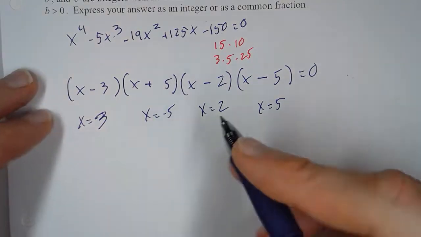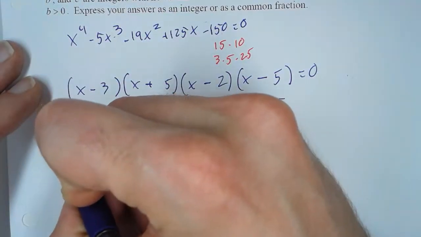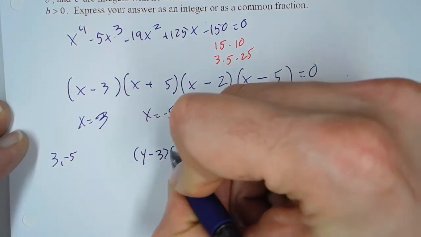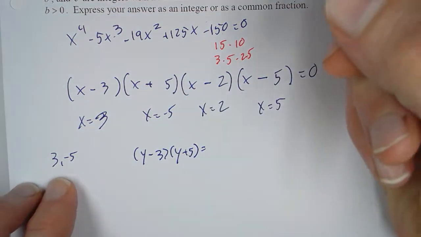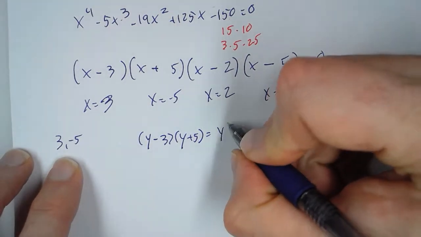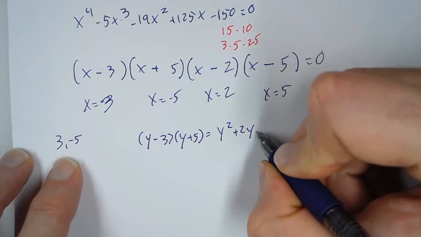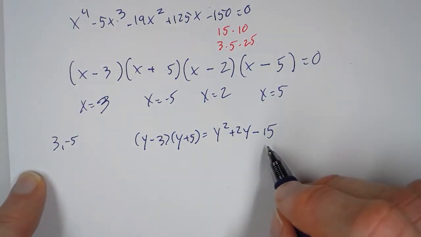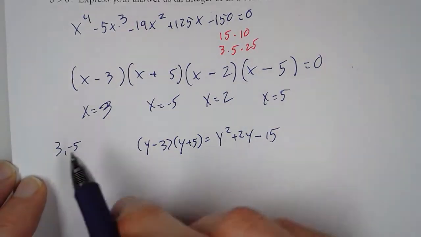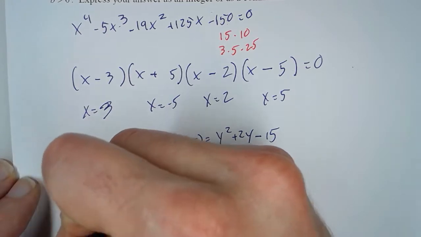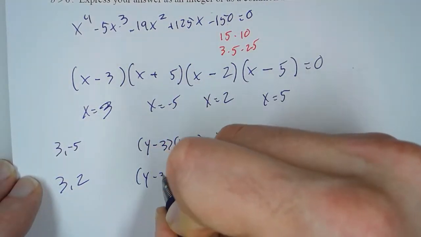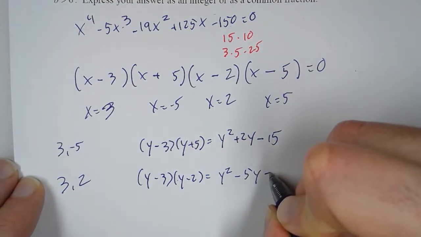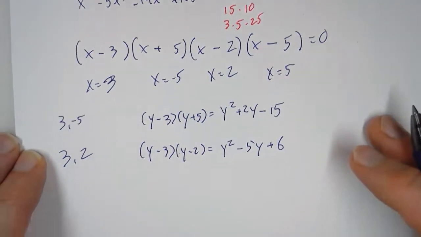All right. Well, let's group 3 and negative 5 first. So what's that going to look like? It's going to look like y minus 3 times y plus 5 in factored form. And when we multiply this out, this is going to be y squared plus 2y minus 15. All right. Now this is one of several possibilities, and we have to look at them all. So let's try 3 and 2. So we have y minus 3 times y minus 2. So we have y squared minus 5y plus 6 when we multiply that out.